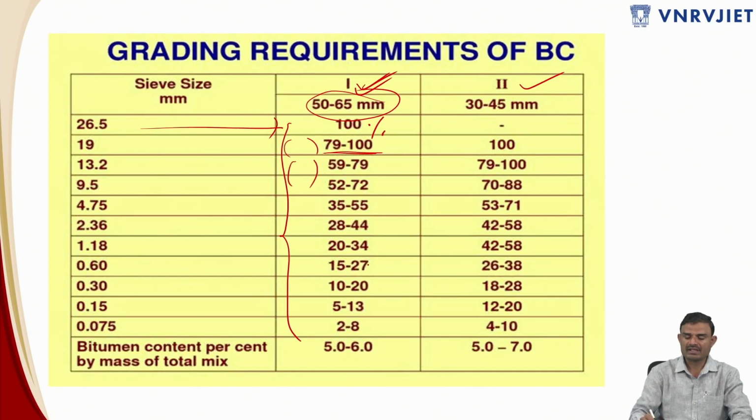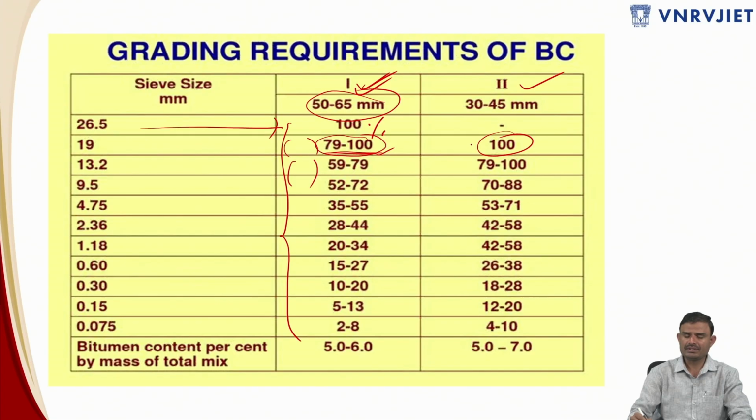Similarly, these are the cumulative percentages passing. So 100% of the metal will be passing through the 26.5 mm sieve, and some part of the metal will be retained on the 19 mm sieve. As a result, the percentage passing will be only 79 to 100.